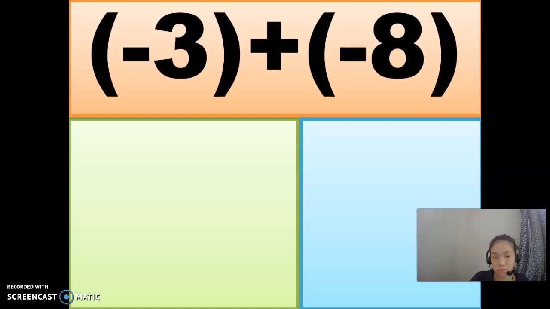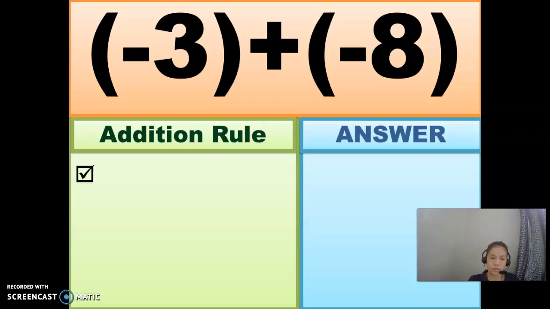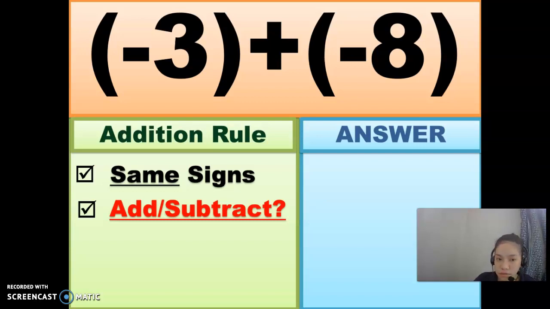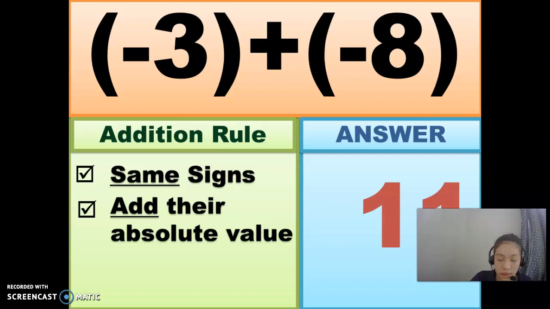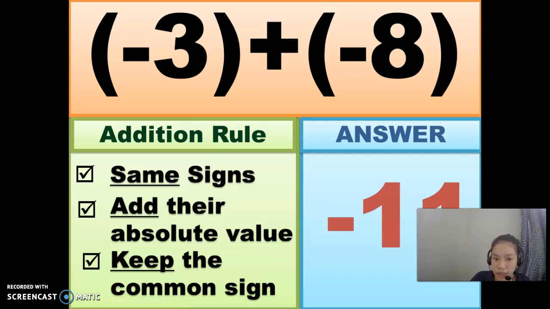Okay, let us practice more. This time we will apply the addition rule. Look at the given, negative 3 plus negative 8. Let us look at its signs. What can you say about the signs? Negative 3, negative 8, they have the same sign. What will you do if they have the same sign? Will you add or subtract their absolute values? If they have the same sign, you will just add their absolute values. The absolute values are 3 and 8, so when you add, the sum is 11. Next, what will be the sign of the sum? Since they have the same sign, you will just copy or keep the common sign. So the answer is negative 11.